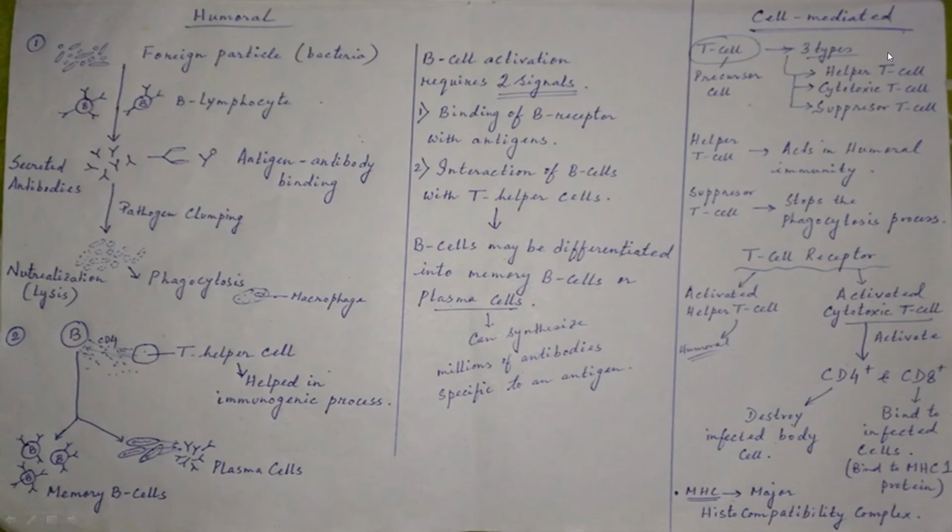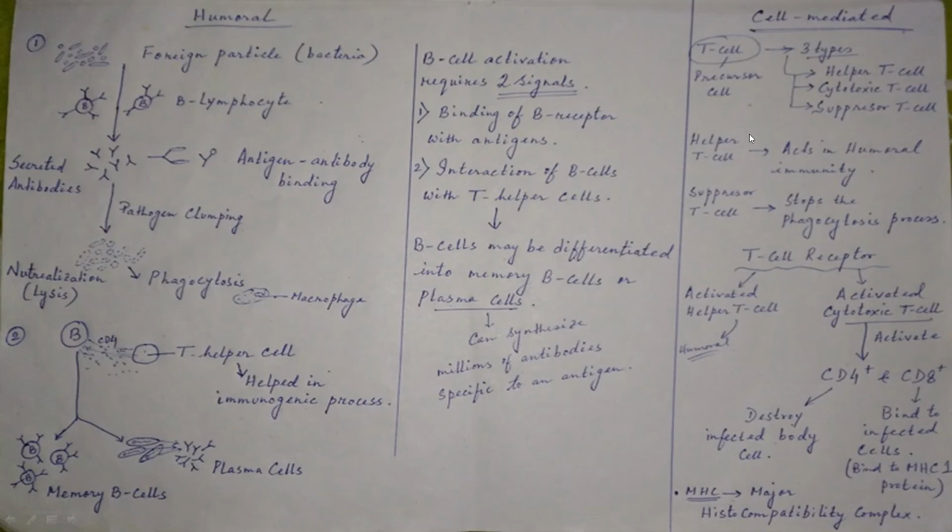And in cell mediated immunity, the T cells are of three types: helper T cells, cytotoxic T cells, and suppressor T cells. Out of those three, the helper T cells act in humoral immunity. And suppressor T cells, what do they do? They stop the phagocytosis process. If this phagocytosis process goes on and on, then what will happen? All the cells will lyse. So somewhere this process needs to be stopped. So the suppressor T cells are there to stop the phagocytosis process in our body.